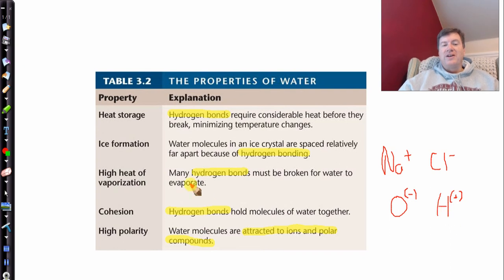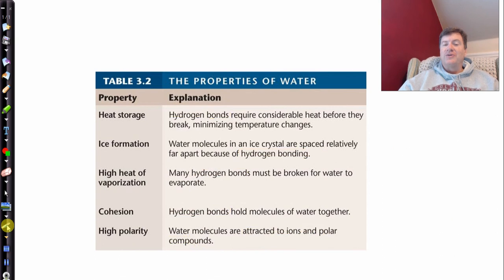But you can see if I were to put salt into water, it's going to be pulled apart because of water's properties. So water has high heat storage, forms ice, high heat of vaporization. It's very cohesive in high polarity, but please see why all of these things are true. Because of water's molecular properties, how it's made up. It's a very polar molecule that sticks together.